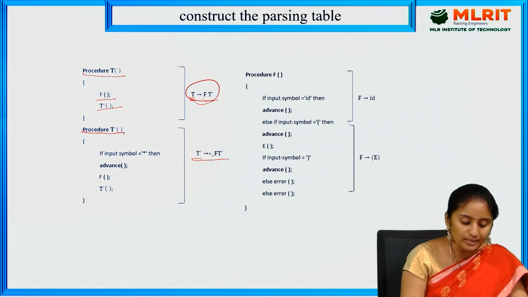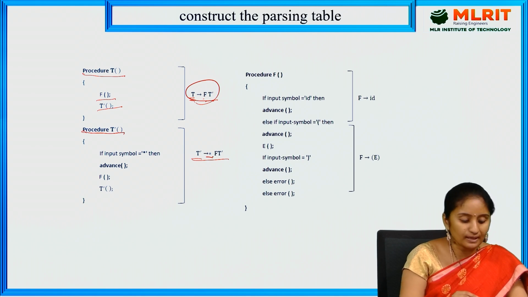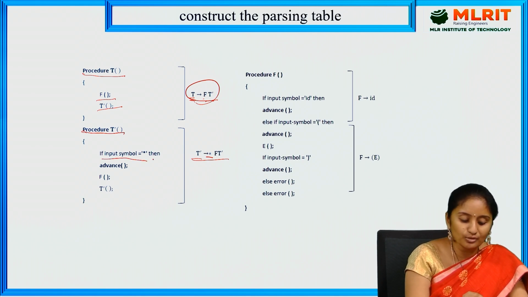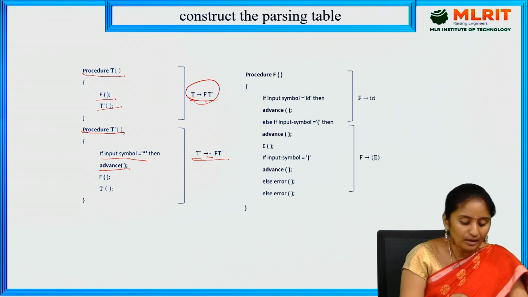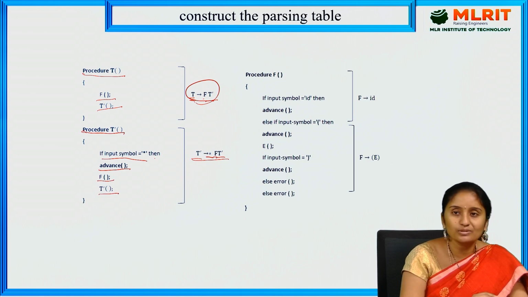Here I have star. So star is a terminal, so we are going to check the condition. If input symbol is equal to star, then advance, or we can also write it as input plus plus. We are going to increment the string. Next, I have F, which is a non-terminal, and T dash, which is also a non-terminal. So we are going to call the functions.